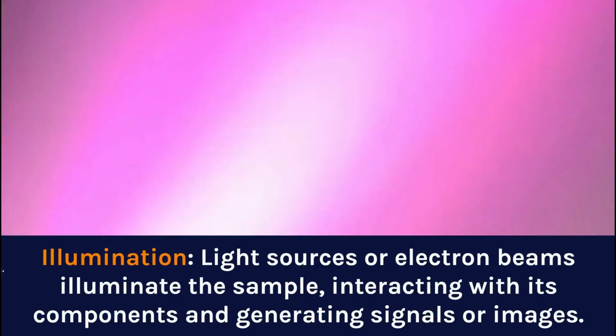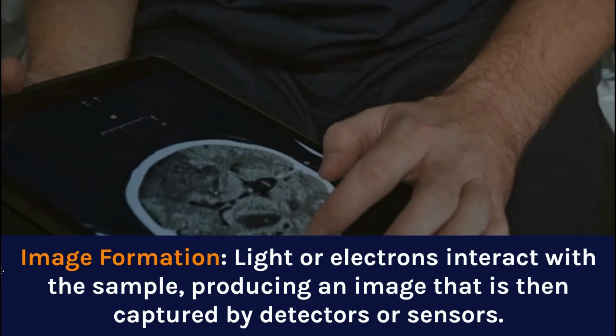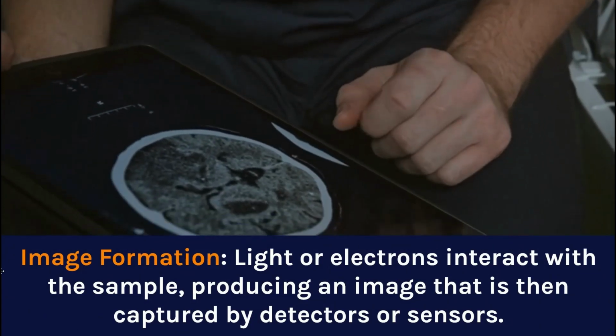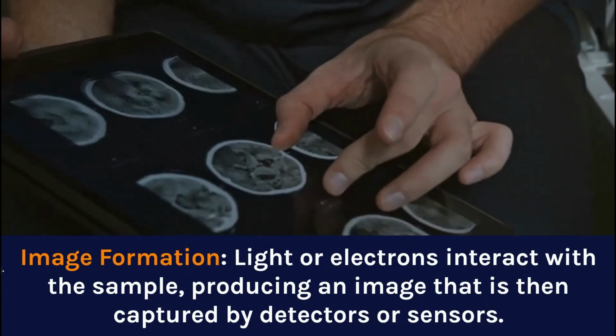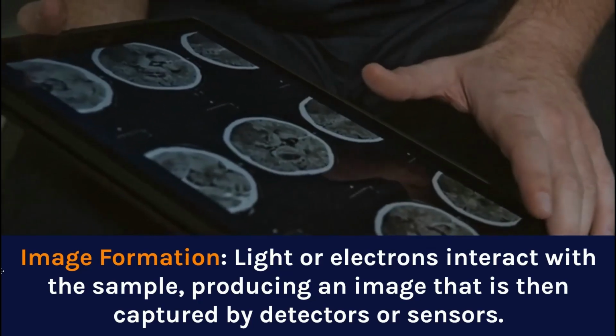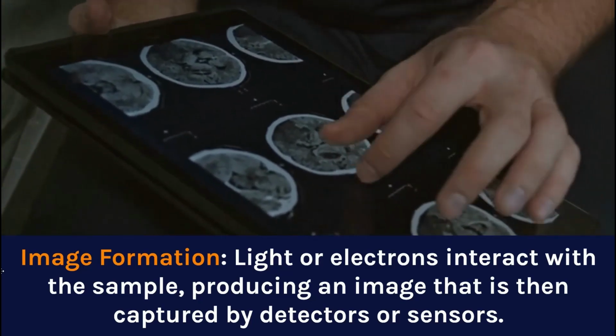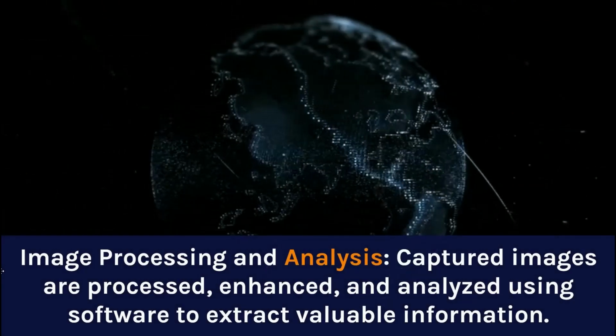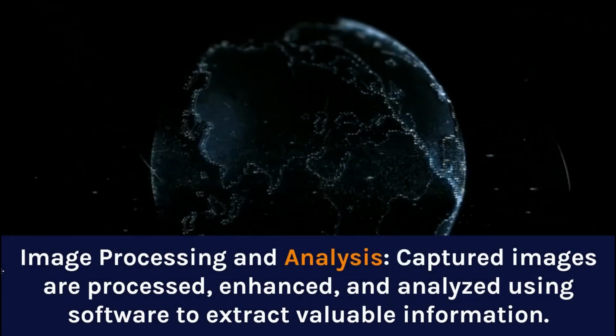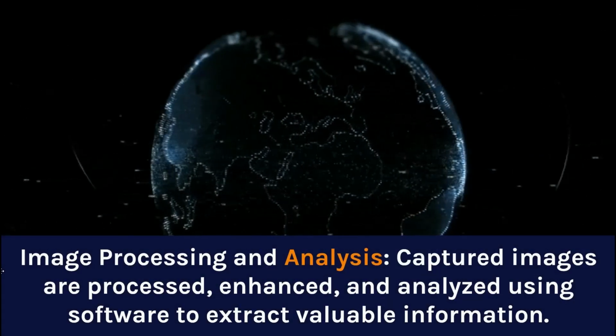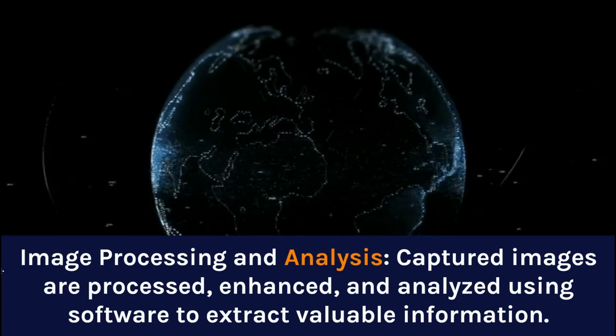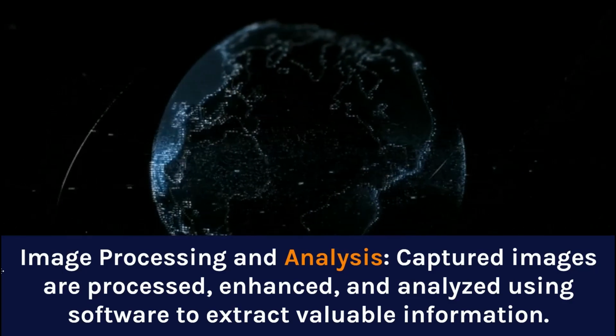Illumination: light sources or electron beams illuminate the sample, interacting with its components and generating signals or images. Image formation: light or electrons interact with the sample, producing an image that is then captured by detectors or sensors. Image processing and analysis: captured images are processed, enhanced, and analyzed using software to extract valuable information.